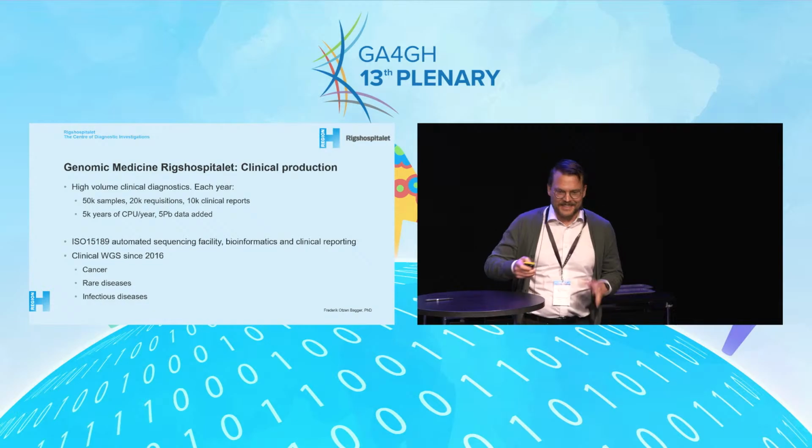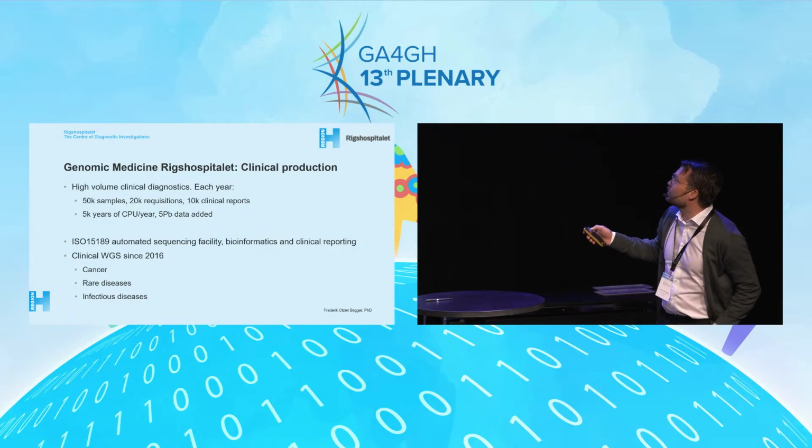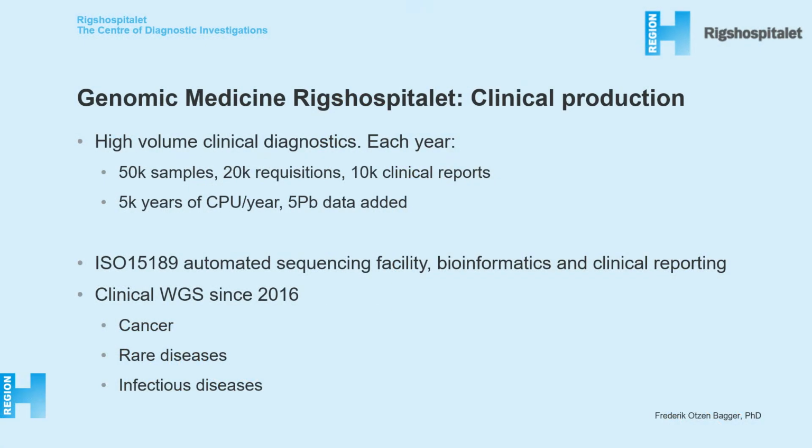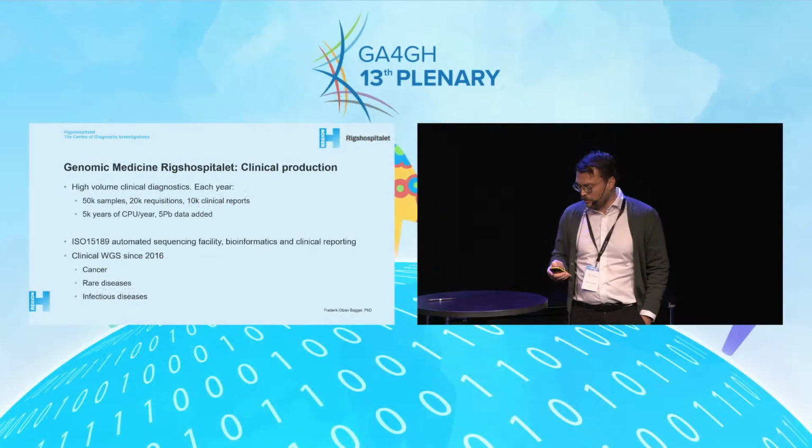So just to set the scene, we have around 50,000 samples going through every year. I will return to this number, that's why I'm saying it. We use 5,000 years of CPU every year to process these samples, and we have rare diseases, cancers, and infectious diseases that we are sequencing.